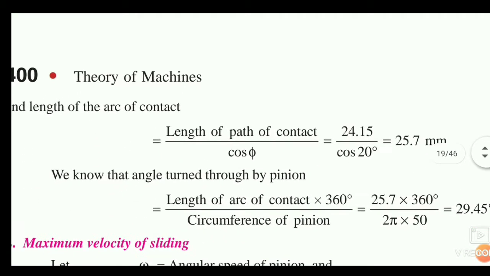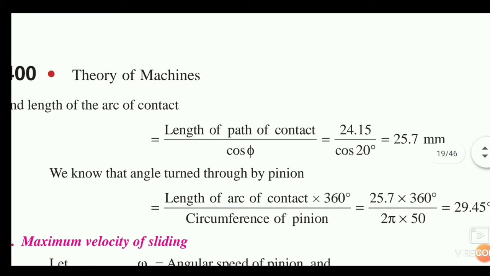Then if you want to find out the length of arc of contact, divide the length of path of contact by cos phi. So you can get the value of that also. So the arc of contact you also got.